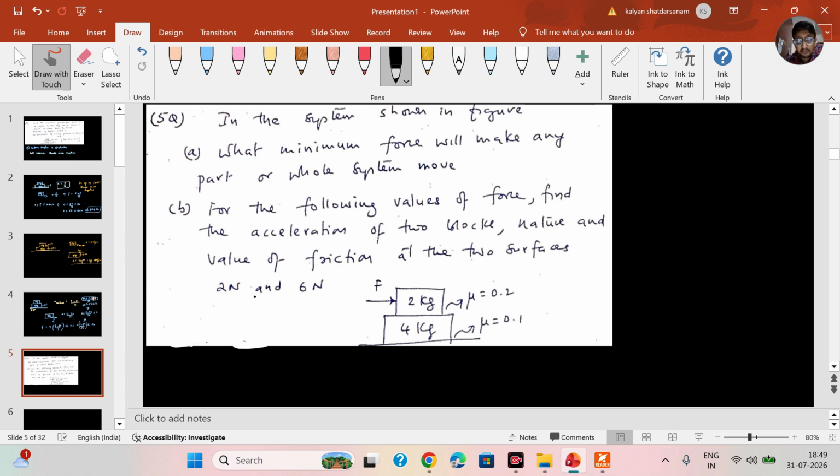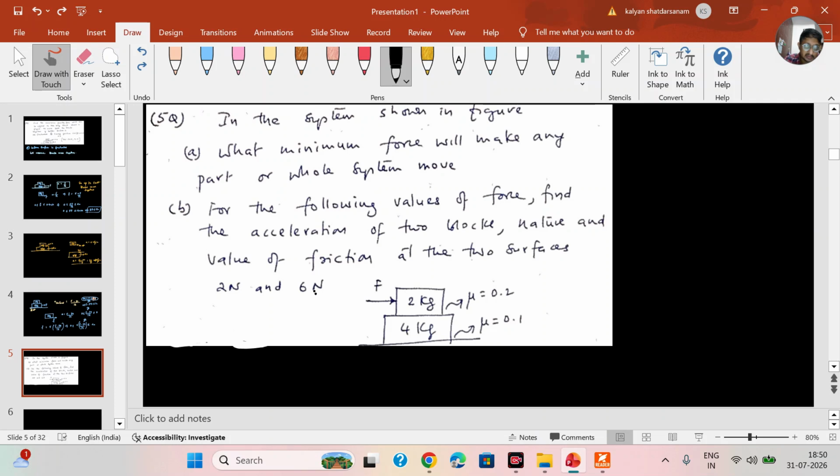I want the minimum force where at least something moves, either the combined system or just the upper block. Something should move. That's my aim. It should not be stationary. Either both may move together or upper may move separately, and so on. I want that to happen. That is one case. And the second case is you have to find the acceleration and friction when applied force is 2 Newton, and similarly, acceleration and friction when applied force is 6 Newton. 2 Newton one case, 6 Newton other case. So this is what I have to find.